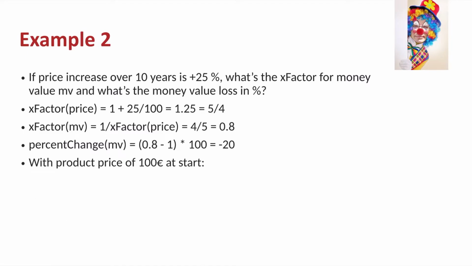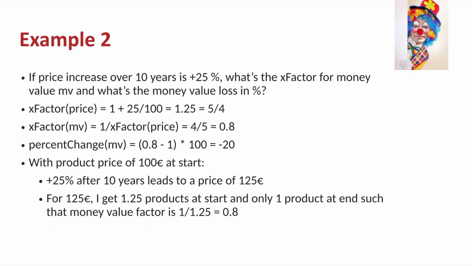But let's take an example where you have a product price of 100 euro at the start. So plus 25% means after 10 years, you will have a price of 125 euro. So this can be easily calculated. And then you have to think about the 125 euro. At the beginning, I'm getting for this money 1.25 products. But at the end, I'm getting only 1 product.